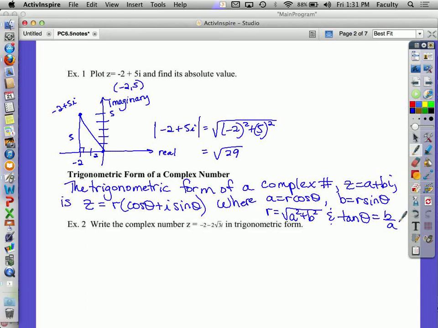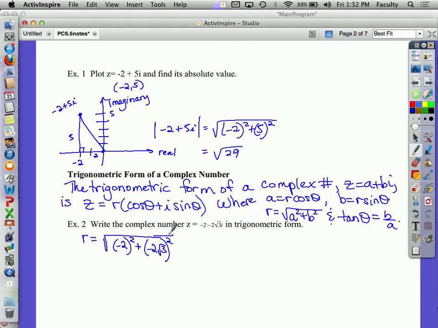My point was this. On the next quiz, if I give you a problem like this, and you're sitting there going, well, what's trigonometric form? That's a problem if we don't know what that is. So trigonometric form is z equals r times cosine theta plus i sine theta. Well, how do you find r? So we need to find r. r is the square root of a squared plus b squared.